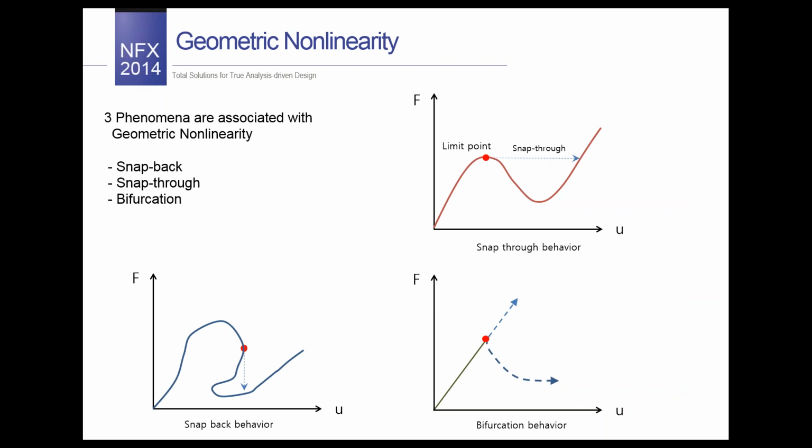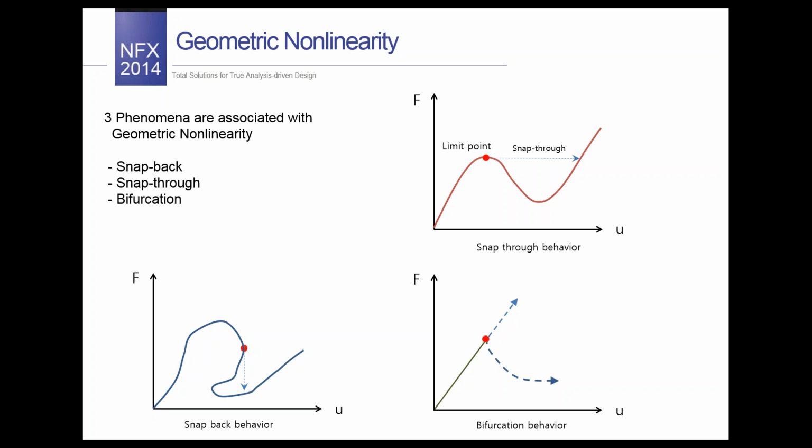So on the next slide, I'm showing to you the three phenomena which are associated with the geometrical nonlinearity. As you see, they are called snapback, snap-through, and bifurcation behavior. Snap problems involve beams, plates, shells, where under the influence of external loads, the deformed shape of the structure may suddenly switch from one position to another.